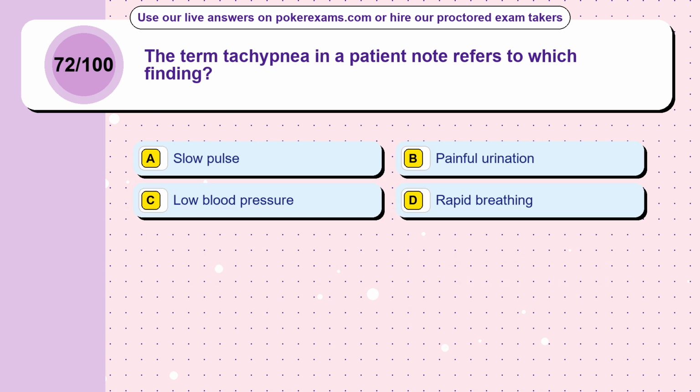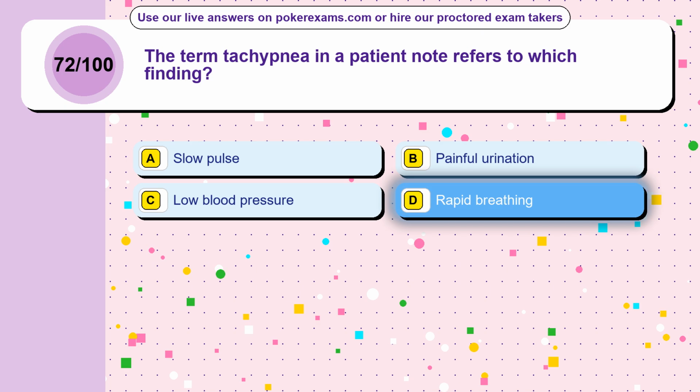Question 72. The term tachypnea in a patient note refers to which finding? Option A. Slow pulse. Option B. Painful urination. Option C. Low blood pressure. Option D. Rapid breathing. The correct answer is option D.